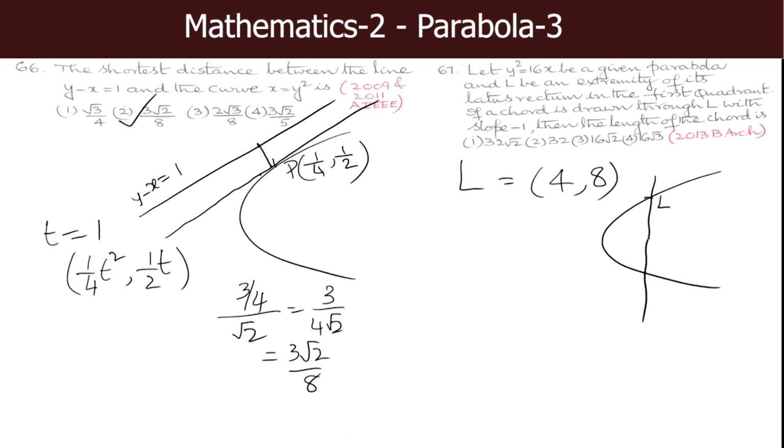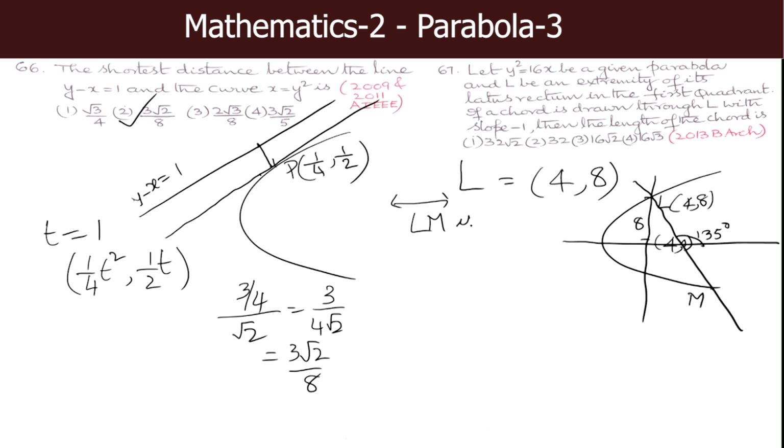This is L, this is (4, 0), this is 8, latus rectum 16, so this is (4, 8). A chord is drawn with the slope -1, so this is 135 degrees. If a chord is drawn through L with slope -1, then the length of the chord, suppose this meets the parabola again at M. Okay. So, what is the equation of LM? Slope is -1, x plus y equal to 12.